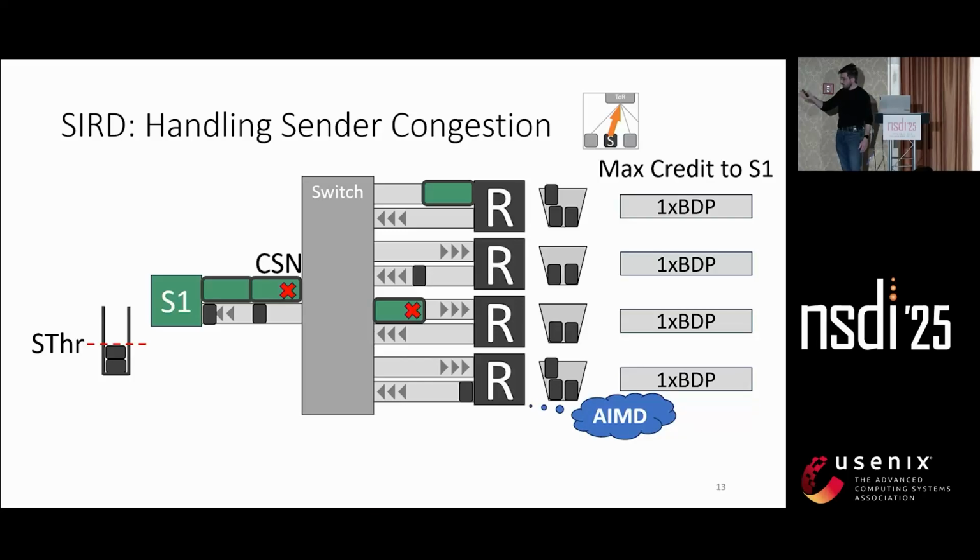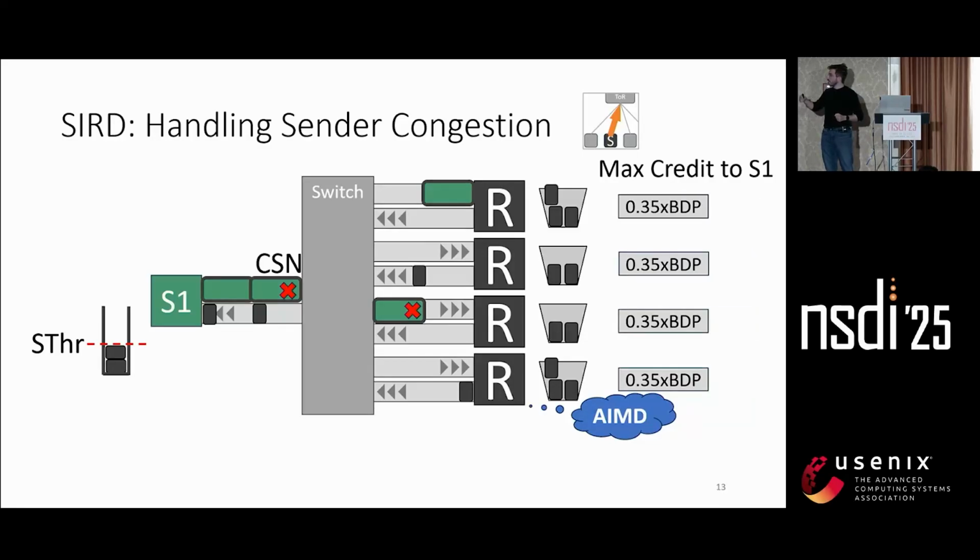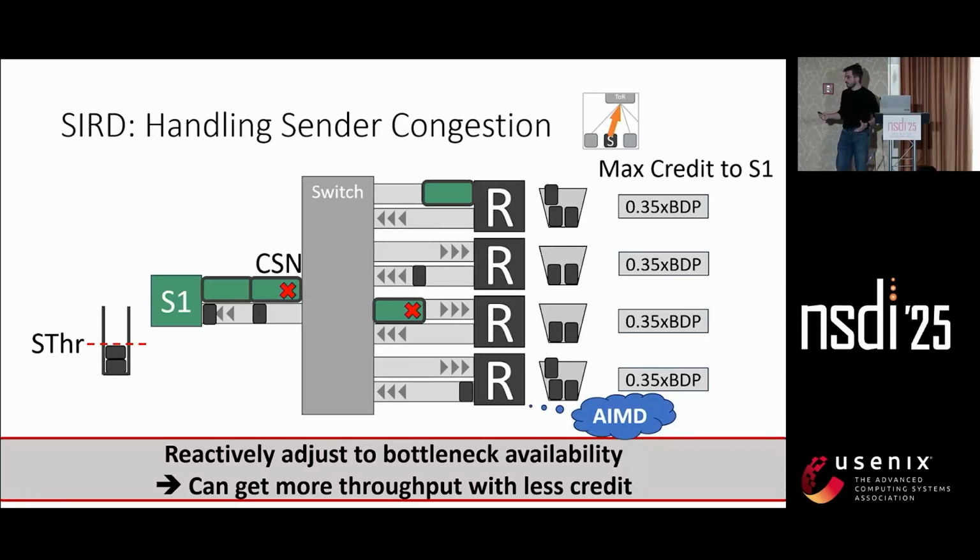And then each receiver takes this as input and is running an additive increase, multiplicative decrease algorithm. And then eventually each one of them converges to allocating up to 0.35 times BDP worth of credit to the congested sender. So if we step back a little bit, what's happening here is that each receiver reactively is adjusting to the availability of the bottleneck. And in this way, we can get more throughput with less credit.